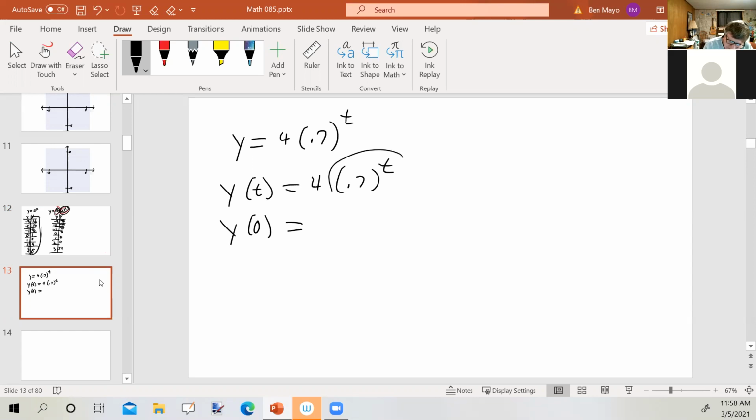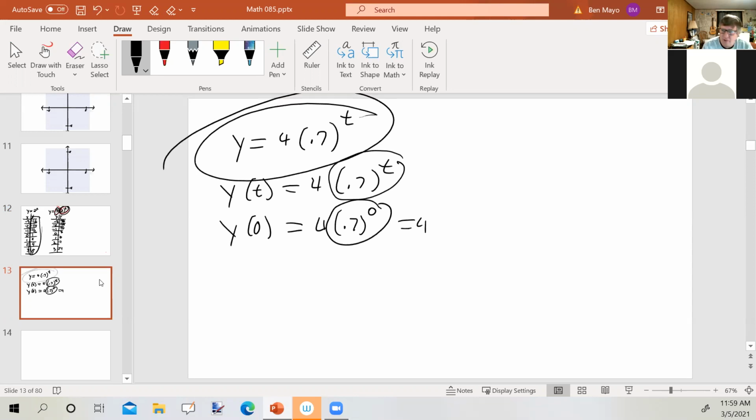Well, what's 0.7 to the 0 power? That would be 1, and that times 4 would be 4. Okay, so the starting value for this problem would be 4 if t is 0. But as time goes on, is this going to increase or decrease? It's going to decrease because the exponential part of the problem, the base, is 0.7, which is between 0 and 1.